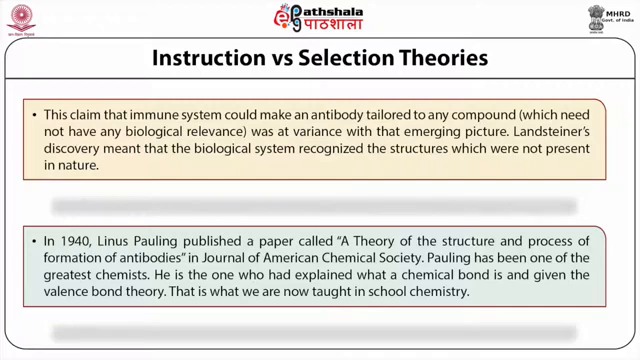Pauling has been one of the greatest chemists. He is the one who had explained what a chemical bond is and given the valence bond theory. That is what we are now taught in school chemistry. All this is necessary to understand the impact of Pauling proposing a model for antibody preparation, antibody formation.